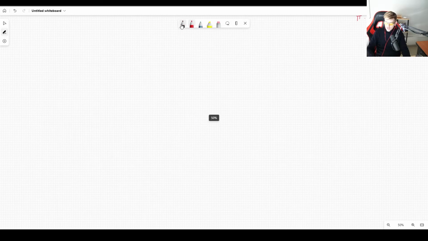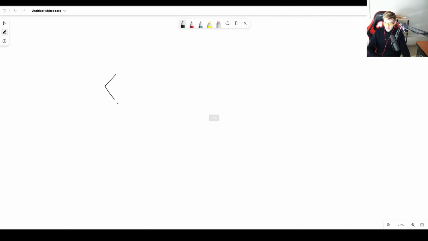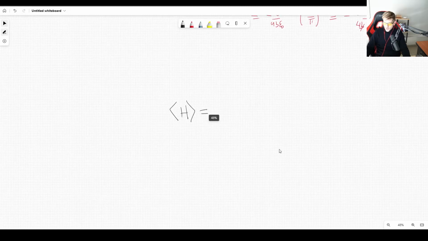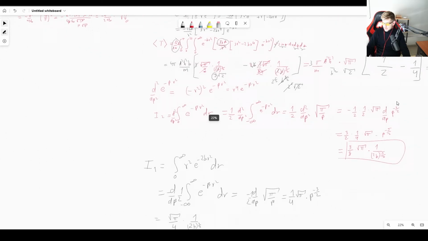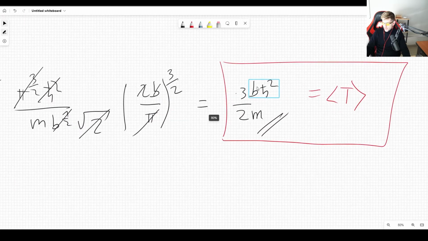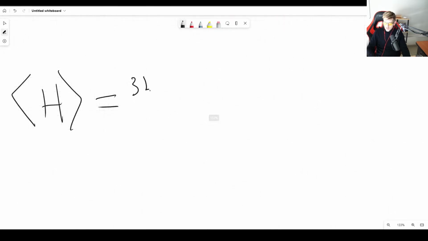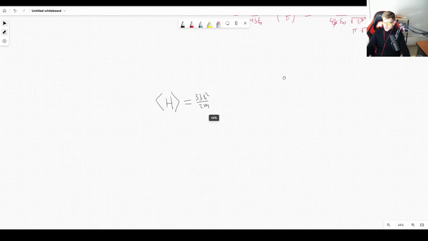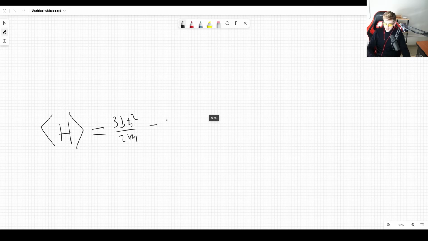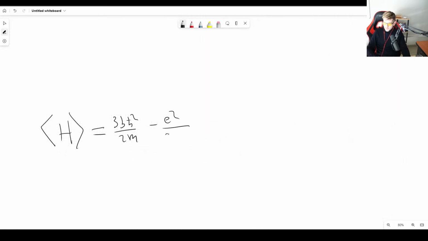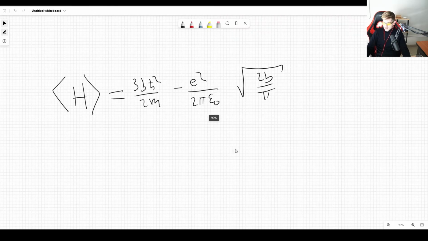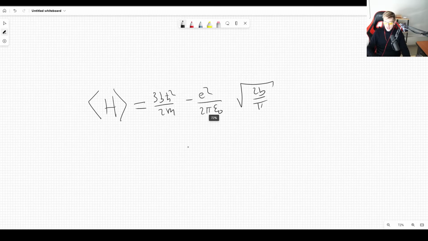So now let's put everything together. So the expectation value of the Hamiltonian is what we got in the kinetic part, which is this 3b h bar squared over 2m. So 3b h bar squared over 2m, and then we get our result here, which was minus e squared divided by 2 pi epsilon 0 square root of 2b over pi, I think, right? Yes.